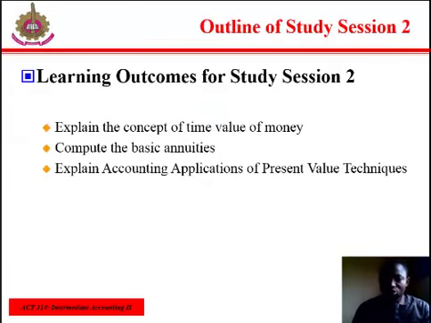Learning outcomes for study session 2. After you have studied this session, you will be able to explain the concept of time value of money, you will be able to compute the basic annuity, and lastly, you will be able to explain accounting applications of present value techniques.